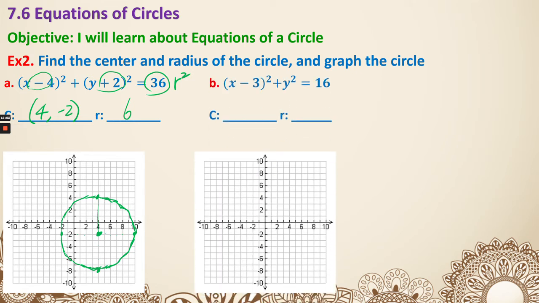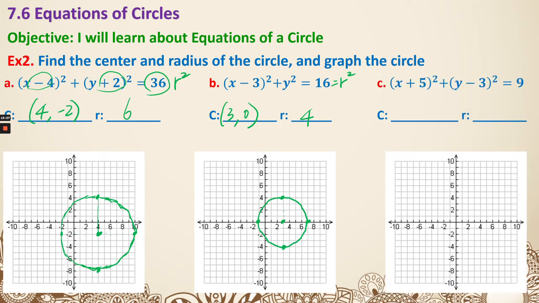B, I need the opposite number again. The opposite of -3 is 3. Y doesn't even have a number, which means it's got to be 0. 16 is r squared. That means my r is the square root of 16, which is 4. So that's 3, 0. And the radius is 1, 2, 3, 4, in each direction. I can just roughly connect them to kind of make a circle.